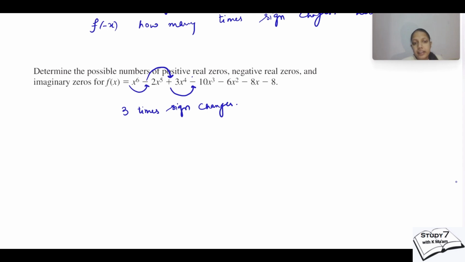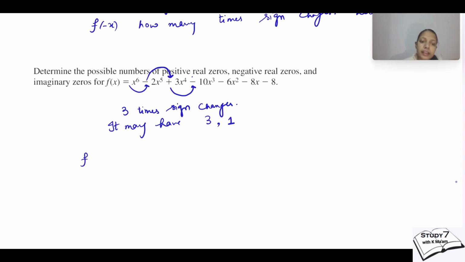So I can say it may have 3 roots. 3 minus 2, always subtract 2, even number. 3 minus 2 is 1. If you again subtract 2, you will get negative, so you don't have to go negative. Up to 0 is done. Either it has 3 positive real roots or it has 1 real root.